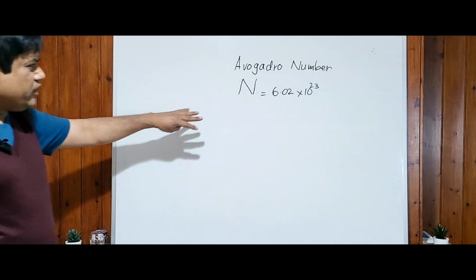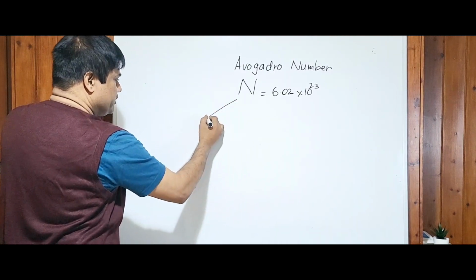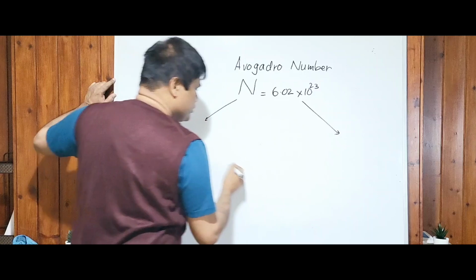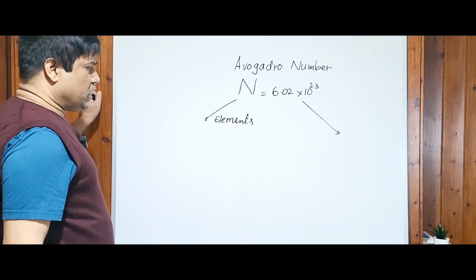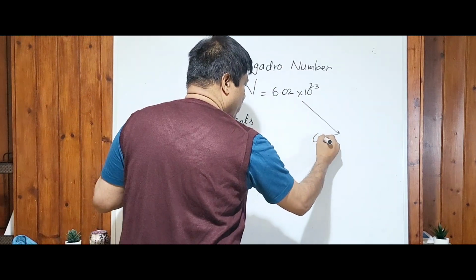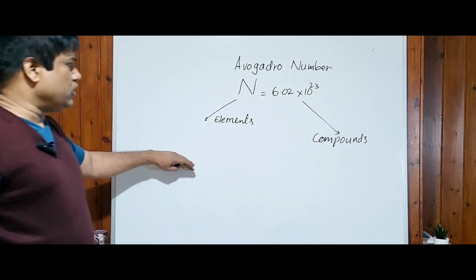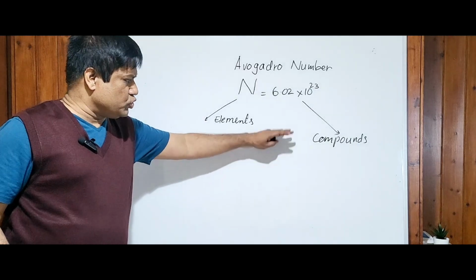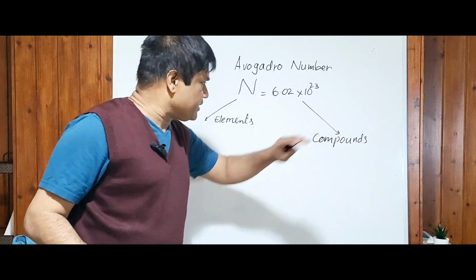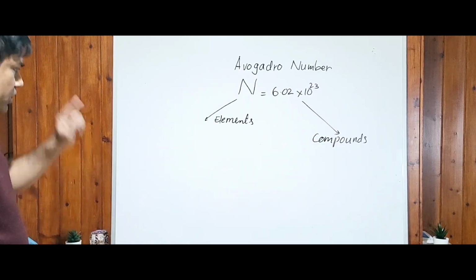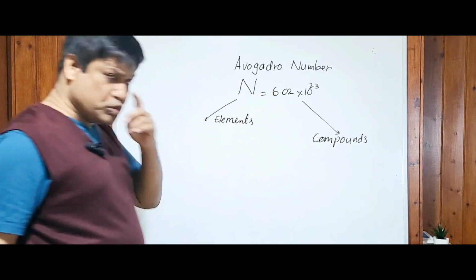So how can we relate this with elements or compounds? Let's check. Elements, mostly metals, are in the monoatomic state, and compounds, you know, have two or more same or different atoms. I will give you one example to explain what is the actual meaning of Avogadro's number.